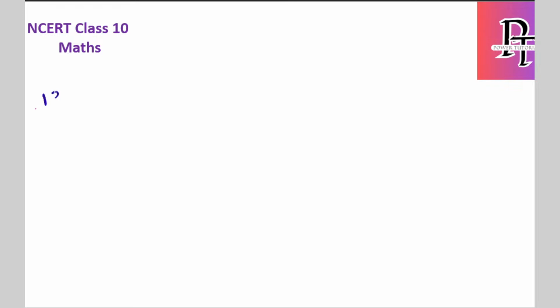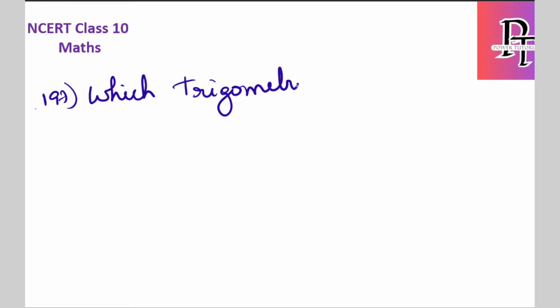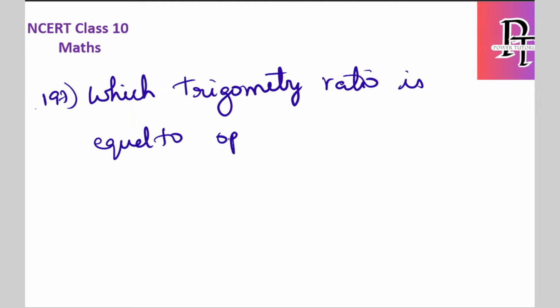To the next one, 197th question. Okay, again this is the same type of question where they are asking which trigonometric ratio is equal to opposite by hypotenuse? Options: sine, cos, tan and cot.